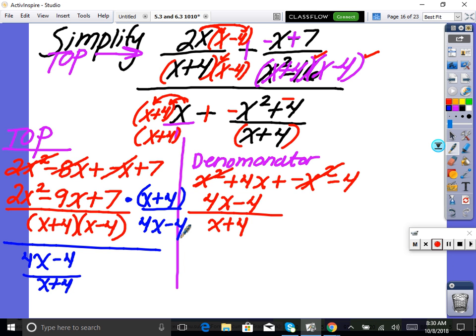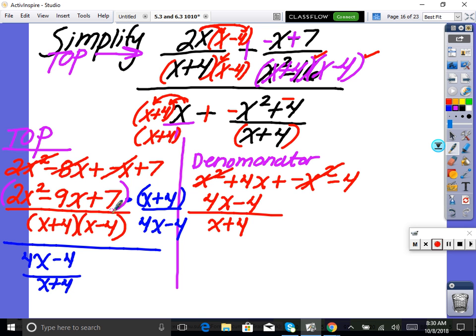Then you would have to remember the steps in your head. How do I multiply rational expressions? Factor all the pieces and then multiply straight across, but don't actually multiply. So now you'd say, okay, I gotta factor all the pieces. So I'm gonna factor this piece right here.